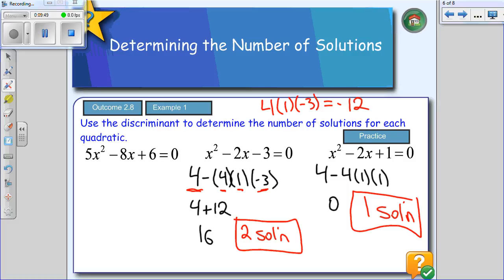So how many solutions do you have if your answer is positive? 2 solutions. S-O-L-N, solutions. That's just how I'm going to write it. If you're ever wondering, I'm lazy.